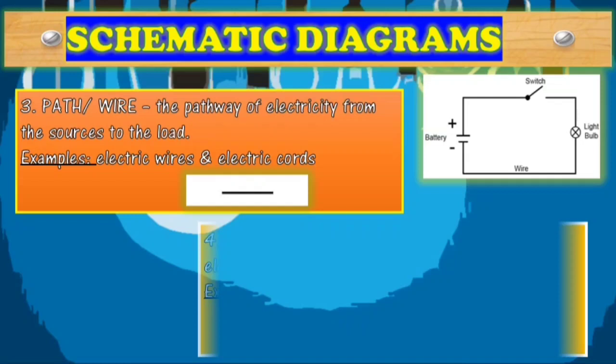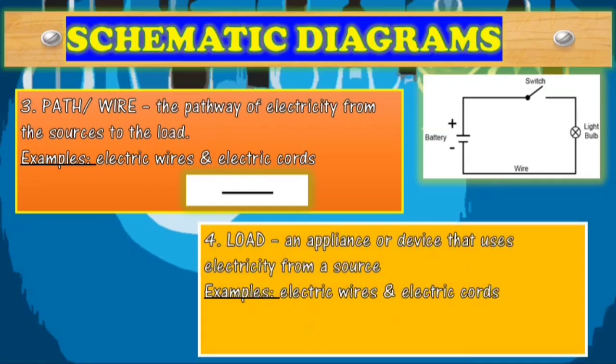Next, number four is the load. Its function is an appliance or device that uses electricity from a source. The example is, there is electric wires and electric cords, but that is not right. The example of that is a bulb. So we have the symbol. Okay, that is the symbol.